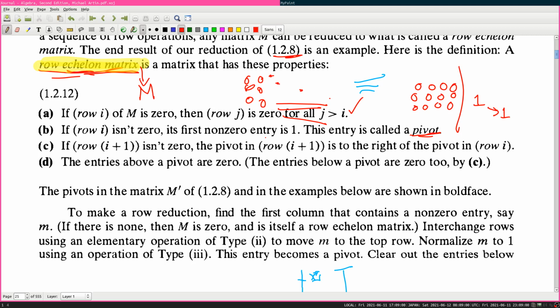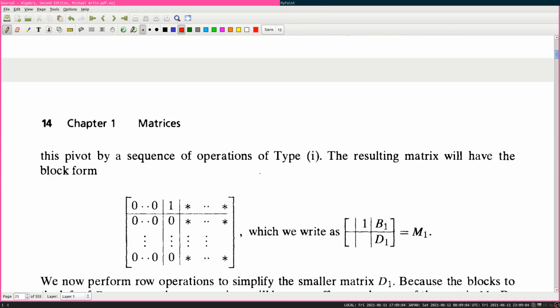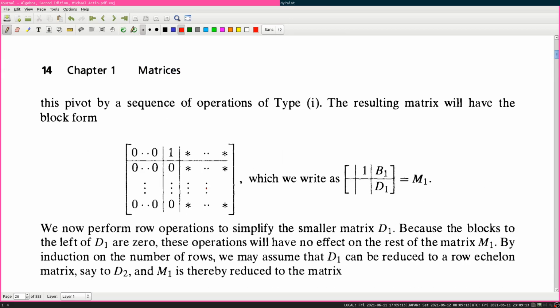This entry becomes a pivot. Clear out the entries below the pivot by a sequence of operations of type 1. So do elimination below. The matrix will leave the block form. Right. So you have a bunch of zeros over here which you don't care about. You have a 1 down here, and you've eliminated everything below it. Okay, and you don't care what's over here.